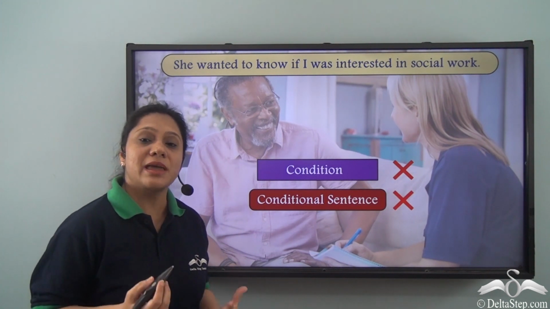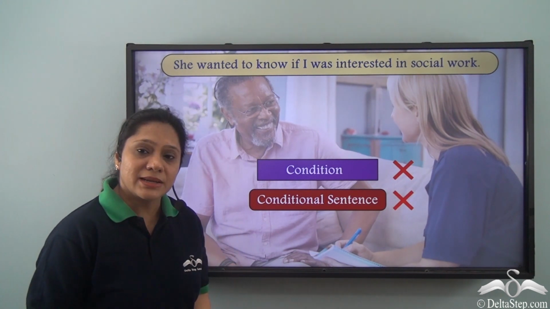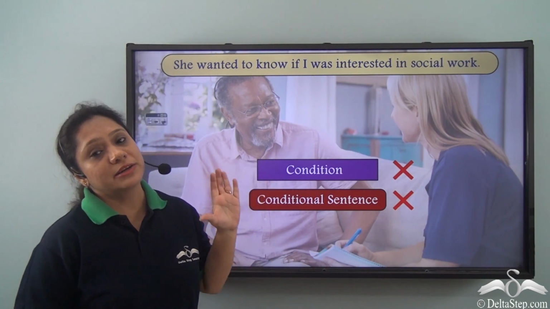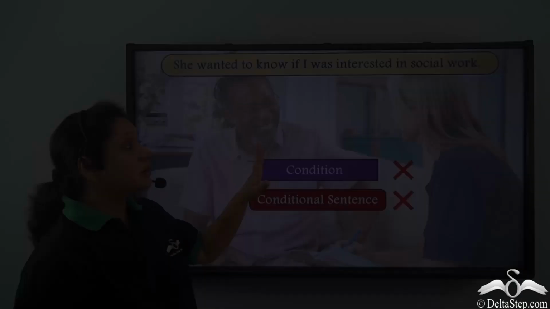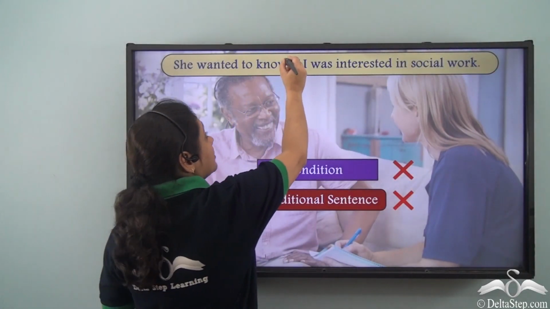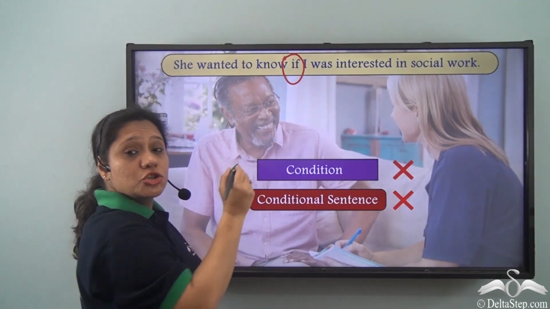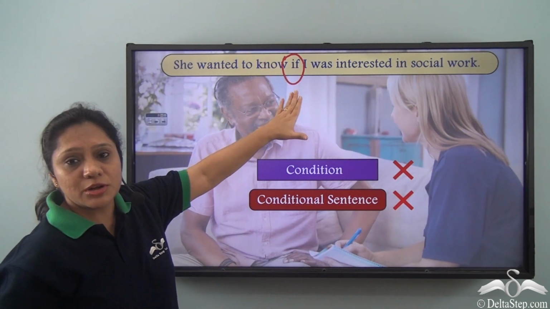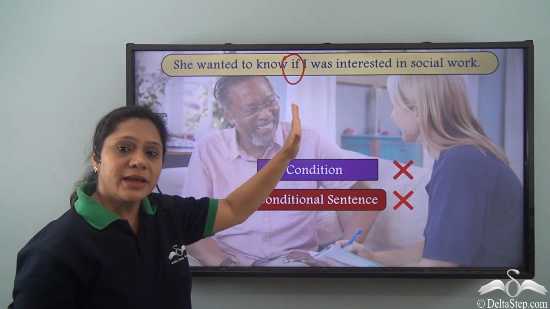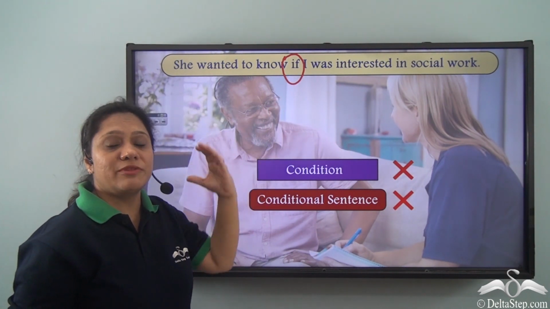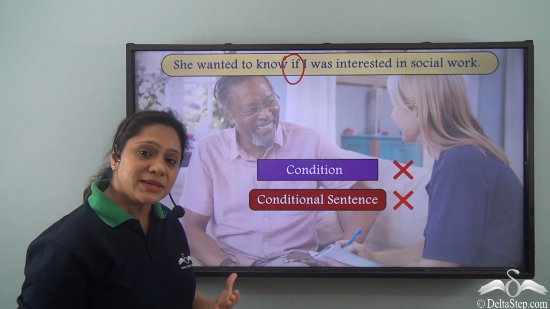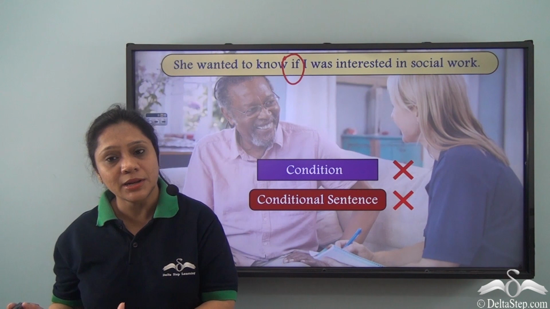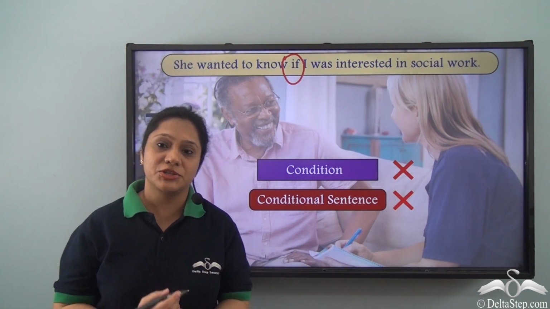So, you have to be careful. You have to read a sentence to understand whether the if is portraying a condition in the sentence or not. Now, in this sentence, if does not show a condition. It has been used to ask a question which can be answered in either yes or no. So, be very careful when you read sentences which have if. Only when the if portrays a condition will the sentence be a conditional sentence.